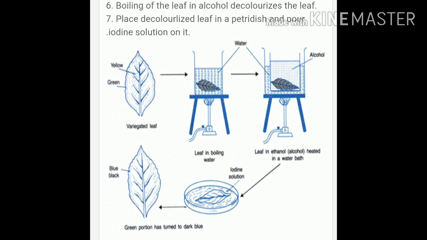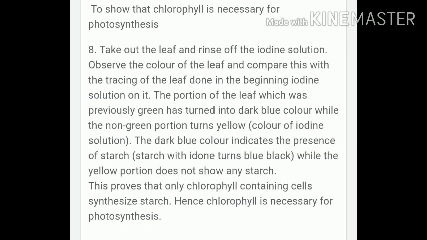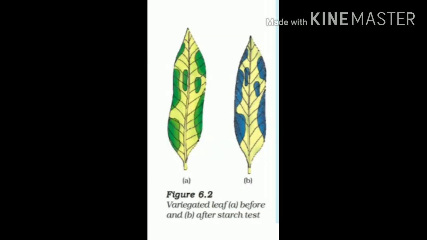Now what happens to the color of the leaf? We observe that it slowly gets decolored. Now dip the leaf in a dilute solution of iodine for a few minutes. Take out the leaf and rinse off the iodine solution and observe the color of the leaf, and you can compare this with the tracing of the leaf done in the beginning. With this color change, you can identify the places where starch is present, and this starch is formed in those areas where the plant had chlorophyll. It was not removed. So this shows that chlorophyll is necessary for photosynthesis.